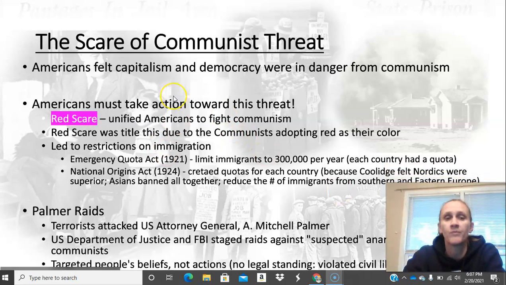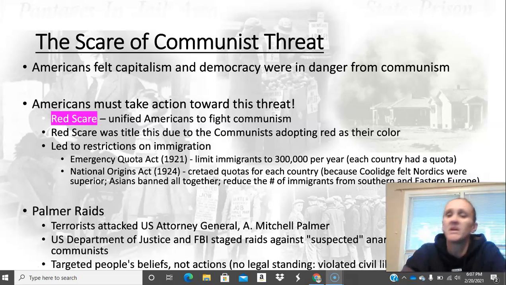All right, so Americans looked at capitalism as being very democratic. This was part of our democracy. Capitalism and democracy went hand in hand. And capitalism being, private individuals own the means of production, the land or the natural resources, the labor, the capital, and the entrepreneurship. That was very American.